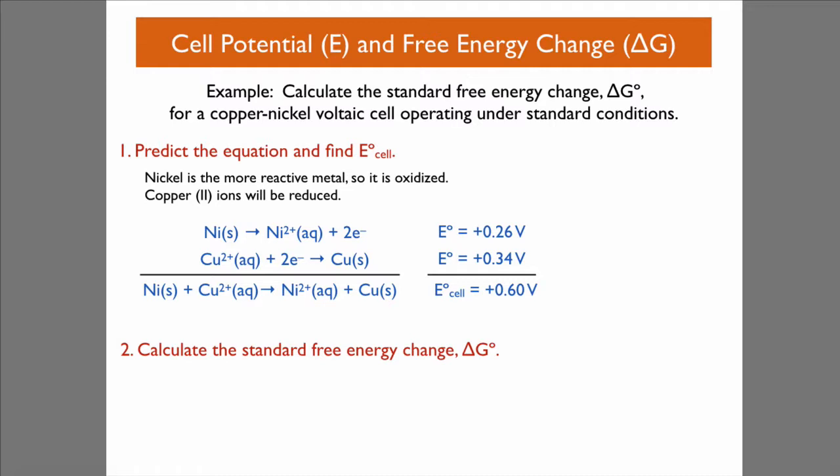Okay, now we calculate the standard free energy change. Stick in the equation, remembering your negative sign. We've got 2 moles, put in your constant, we've calculated the cell potential, and then just calculate. You get a negative value, so you know it's going to be spontaneous.